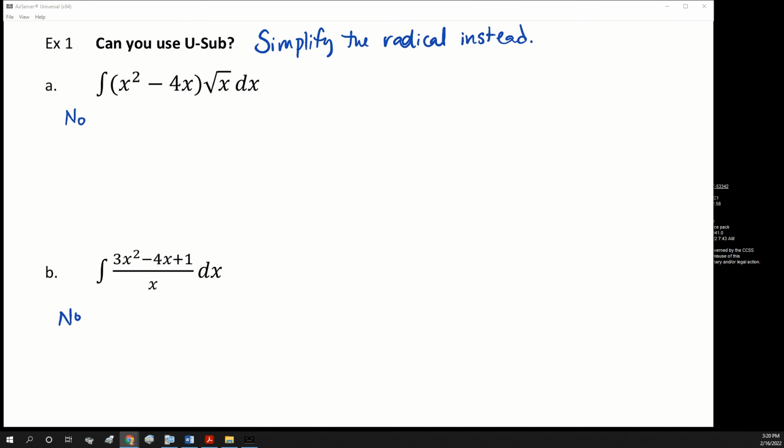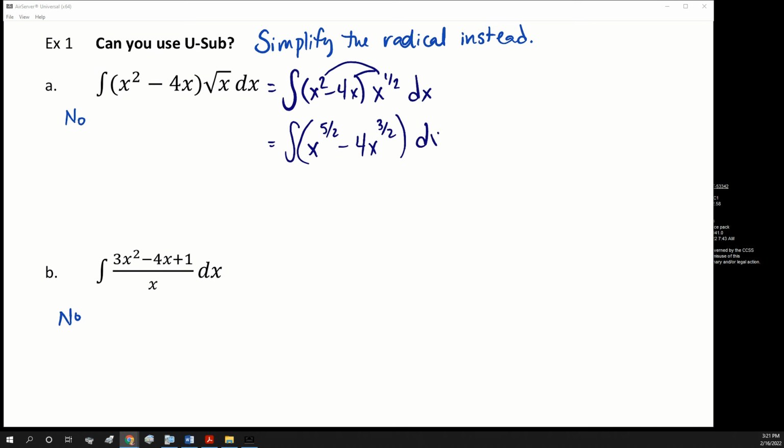All right. And so what we would want to do on the very first one is go ahead and rewrite it as the quantity x squared minus 4x times x to the 1/2 dx. And then to simplify it, we would distribute x to the 1/2, which means we would add the exponents 1/2 and 2, and we would get x to the 5/2. And then for 4x times that, we would add the exponents 1/2 and 1, and we would get 3/2.